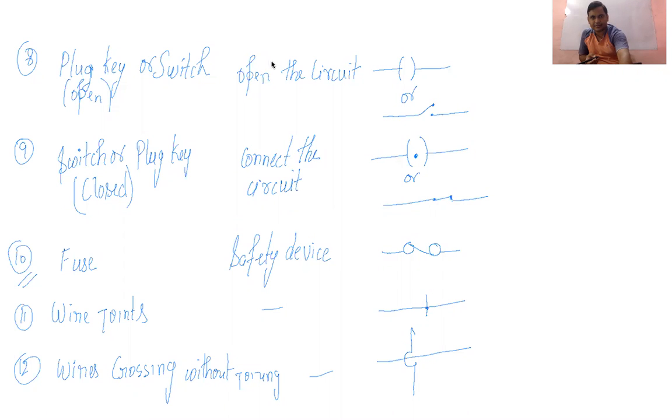Sir, as you have told that an ammeter is always connected in series, I just want to ask why it is connected in series and why it cannot be connected in parallel like a voltmeter? Okay, so let me describe it to you. An ammeter is used to measure the electric current.